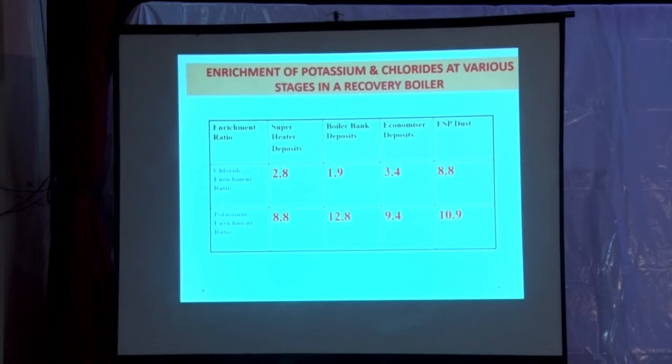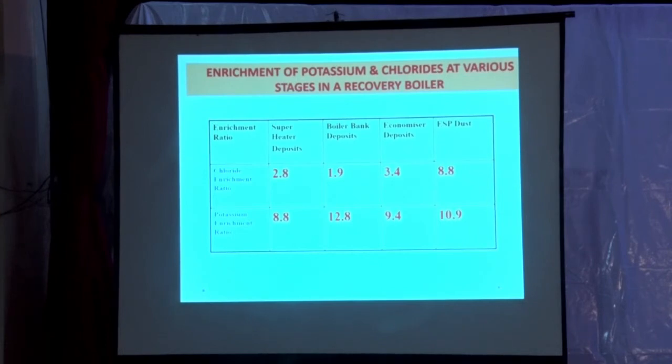First, black liquor is the base, so I have an enrichment factor of 1 for chloride in black liquor. When I test the superheater deposits, where my first flue gas reaches, it has gone 3 times higher. So it goes to the upper region first, because we know NaCl and KCl turn to the gaseous stage at high temperature, so they go with the flue gas.